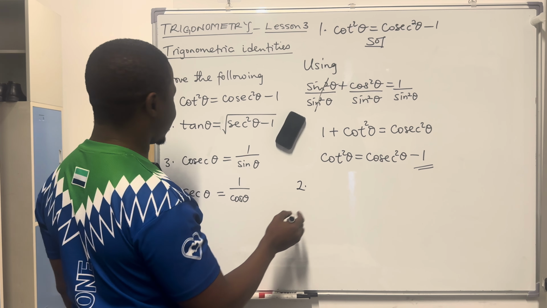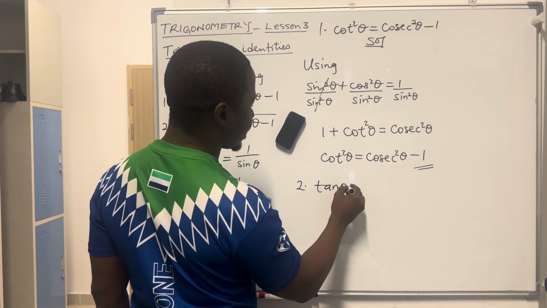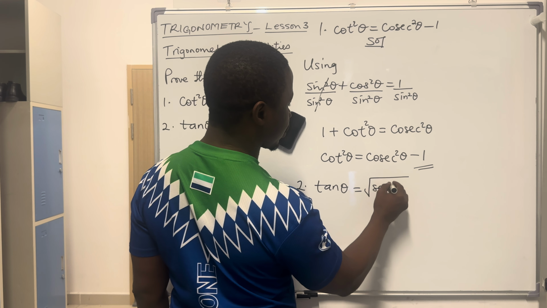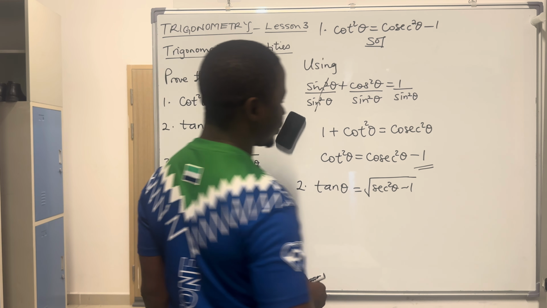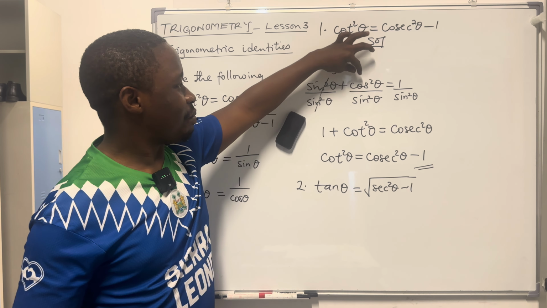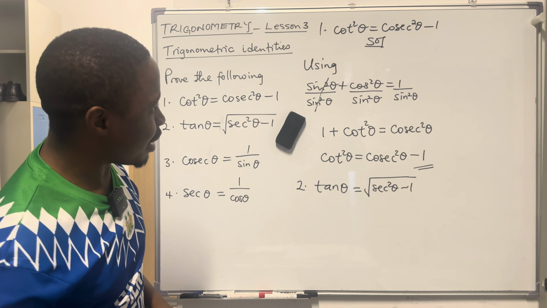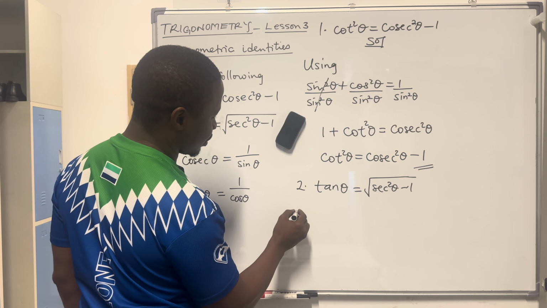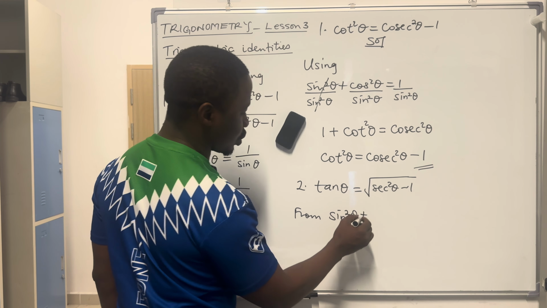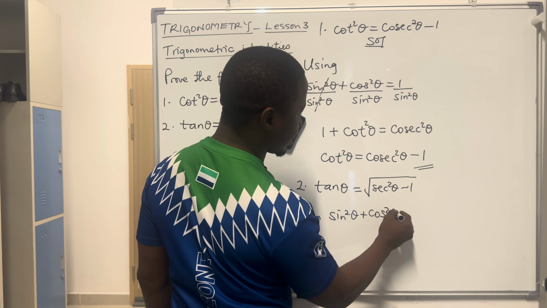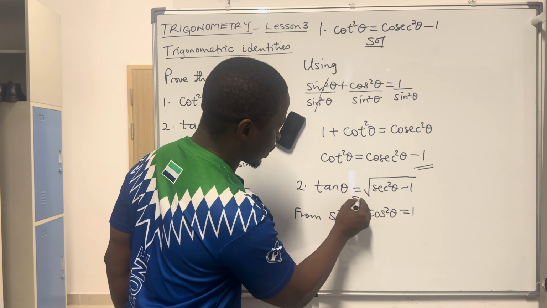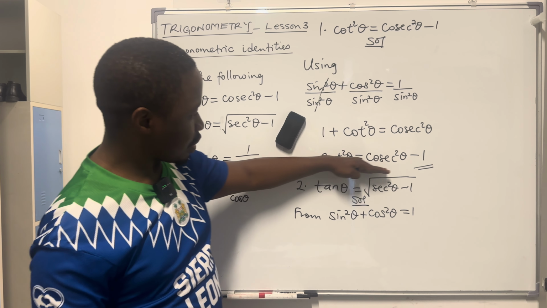The second one says, show that or prove tan theta is equal to the root of sec square theta minus 1. We want to prove this identity. We can as well use the paramount trigonometric identity. So we say from sine square theta plus cos square theta is equal to 1. This is what we want to prove. This is what we want to show.